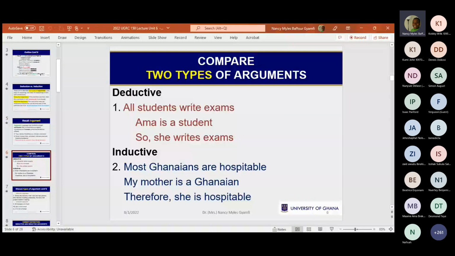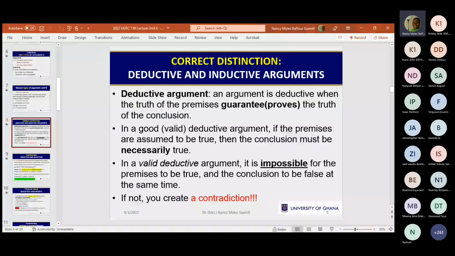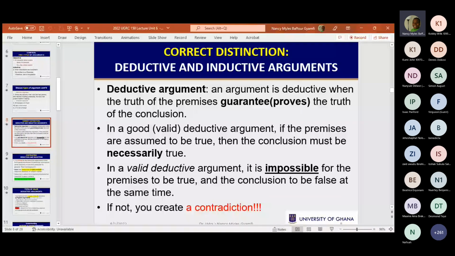Okay. Now, before I even go to the types of arguments, this is what we said last week, and I'm entrenching it now. So, deductive arguments have premises that prove their conclusion. Look at the language. Proof, waterproof. It can't be otherwise. So it guarantees or proves the conclusion. And I think I remember emphasizing that it is premises that prove conclusion. It's not conclusion that proves premises.